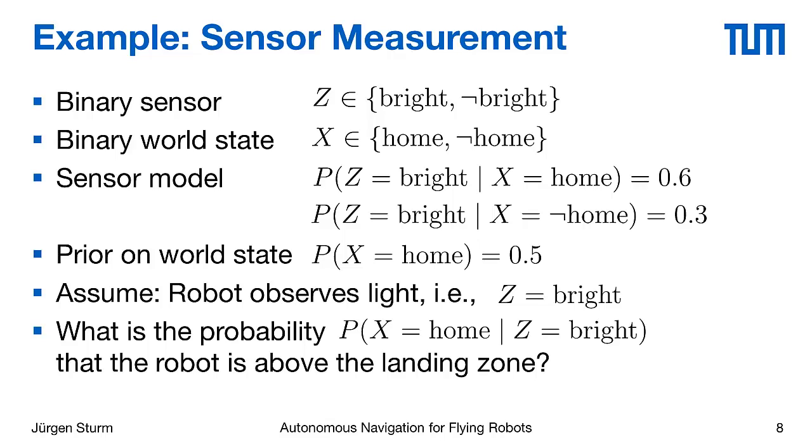Now let's assume that the robot actually observes light, so z equals bright. And we would like to know what the probability is, given the sensor model and our prior, that we are actually above the landing site, given that the brightness sensor has triggered. As you can see from this simple example already, it's not straightforward to tell the result, because the sensor model goes in the wrong direction, and now we need this diagnostic reasoning to determine the world state from our sensor reading.